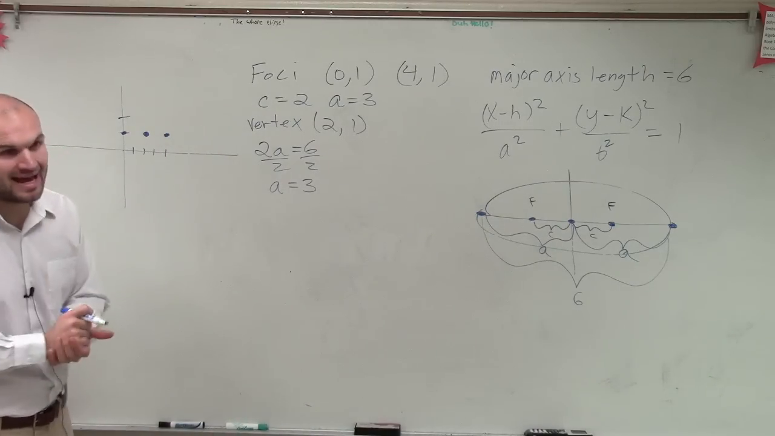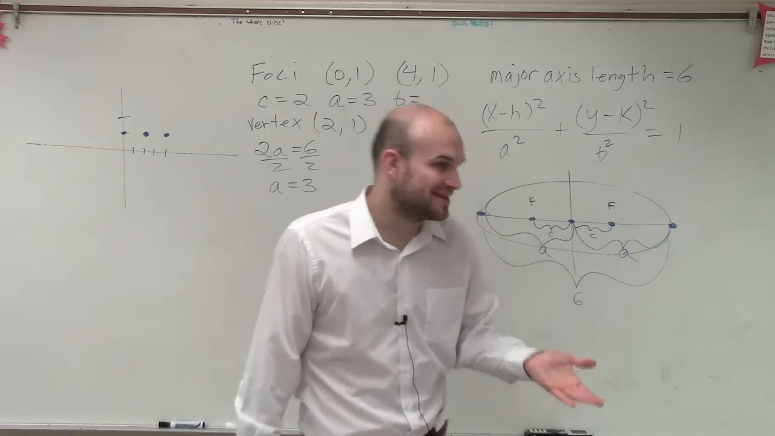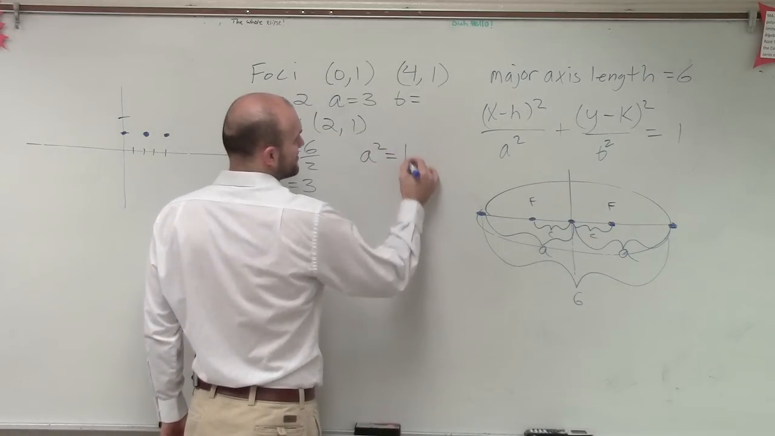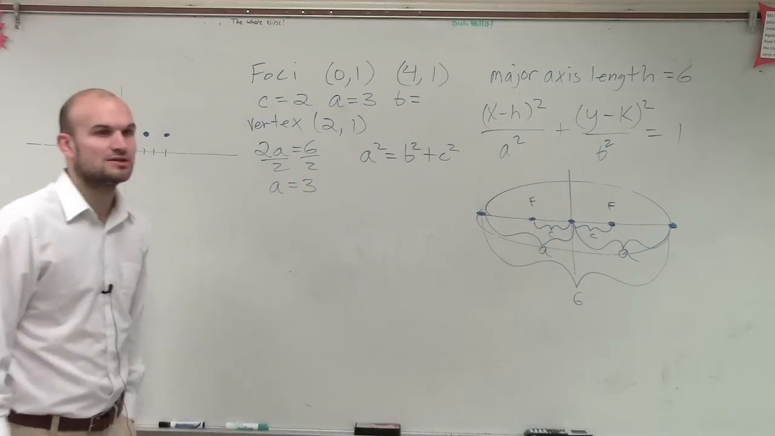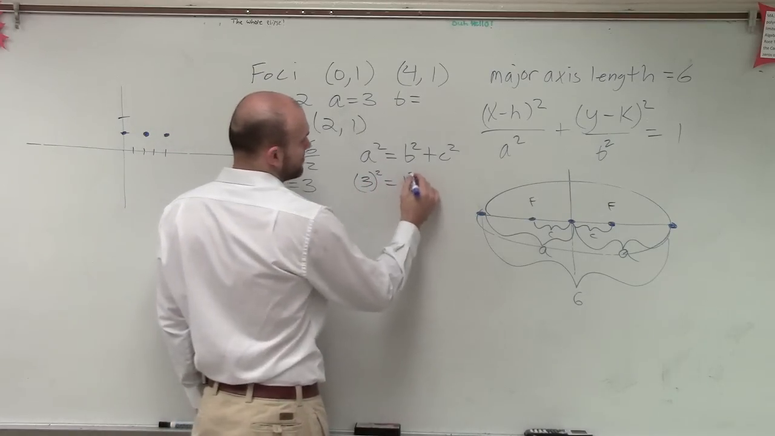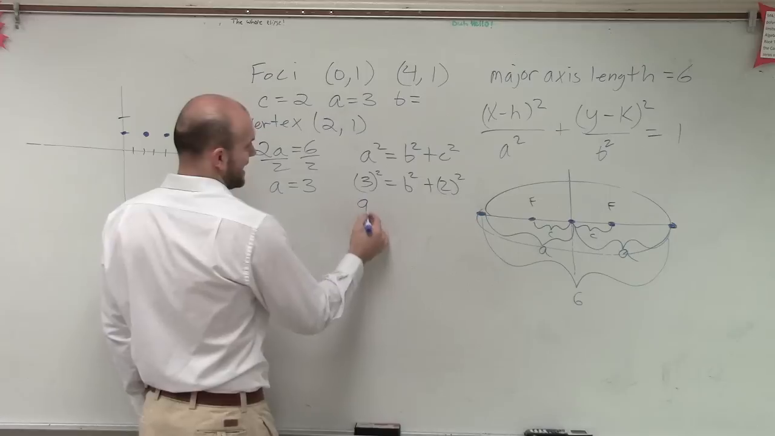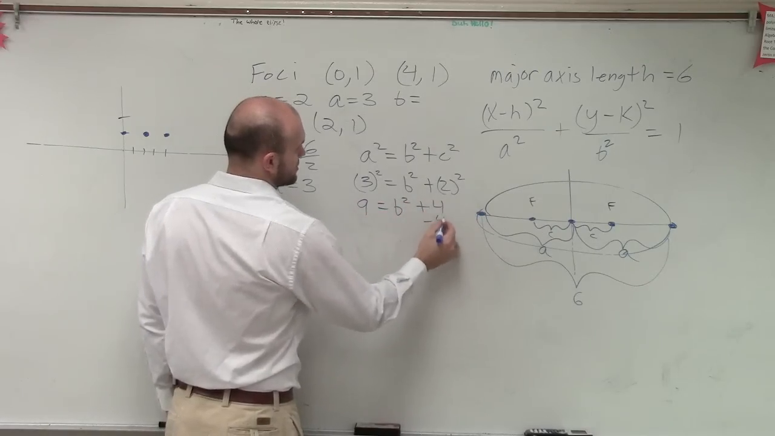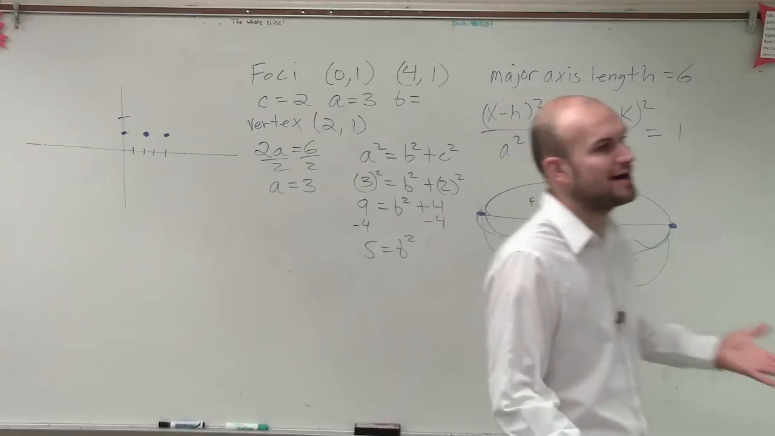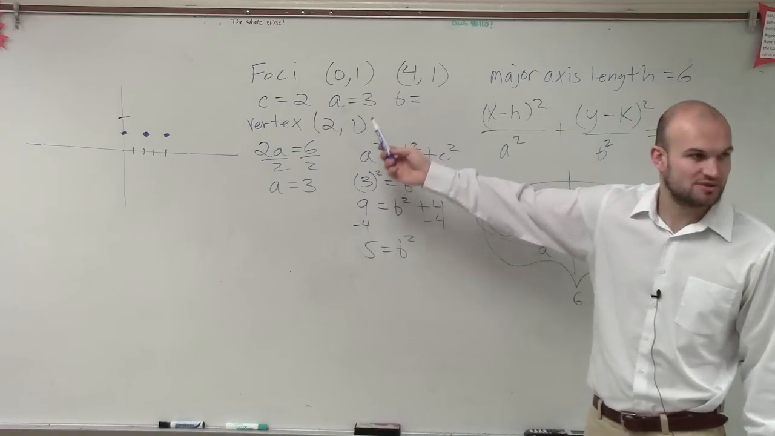So now we have c and a, but we need b, right? That's our last piece of information. Remember the formula that I explained to you guys over there, which you just need to remember: a squared equals b squared plus c squared. So let's plug in what we know and solve for b. 3 squared equals b squared plus 2 squared. So 9 equals b squared plus 4. Subtract 4 from both sides: 5 equals b squared. Now, you could say b is the square root of 5, but we don't need to know what b is. We just need to know, in this case, what b squared is, because all they're asking us to do is find the standard form.